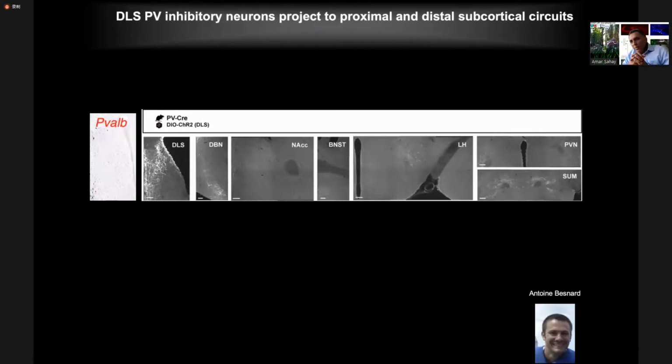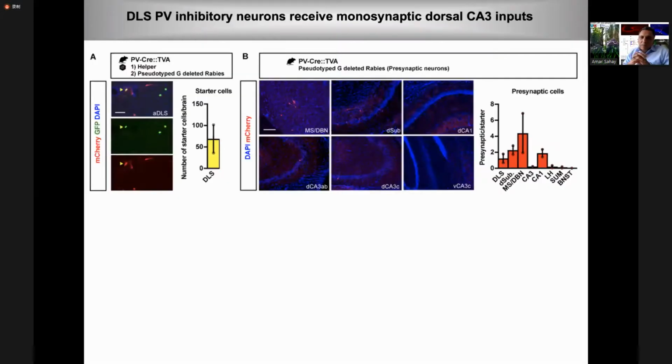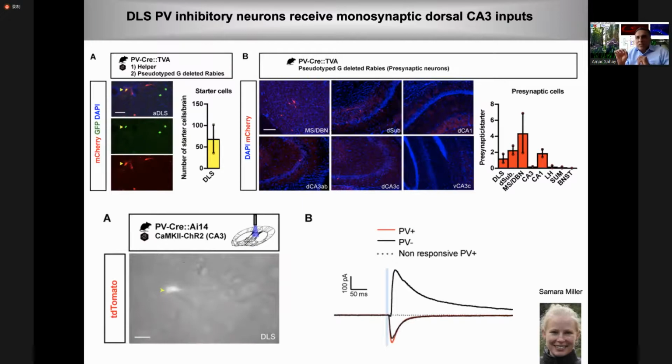Using pseudotype rabies tracing, Antoine identified putative presynaptic partners of these PV cells in the DLS in CA3 and, to a great extent, in CA1. In collaboration with Samara Miller, a postdoctoral fellow in the lab, Samara found that following optogenetic stimulation of dorsal CA3 terminals in the DLS, in an ex vivo slice preparation, she could identify monosynaptic evoked excitatory responses in genetically labeled PV cells, suggesting that these PV cells in the DLS receive functional synaptic inputs from dorsal CA3 neurons.